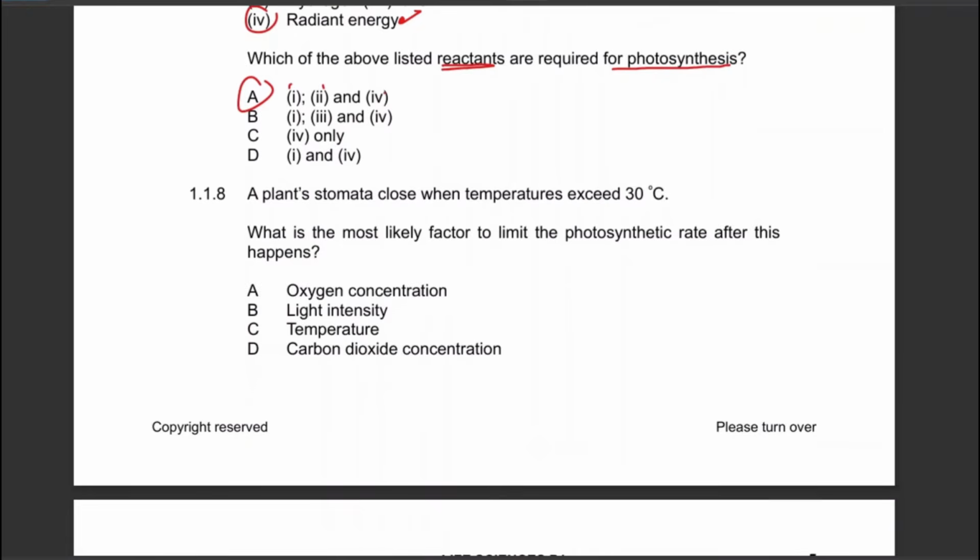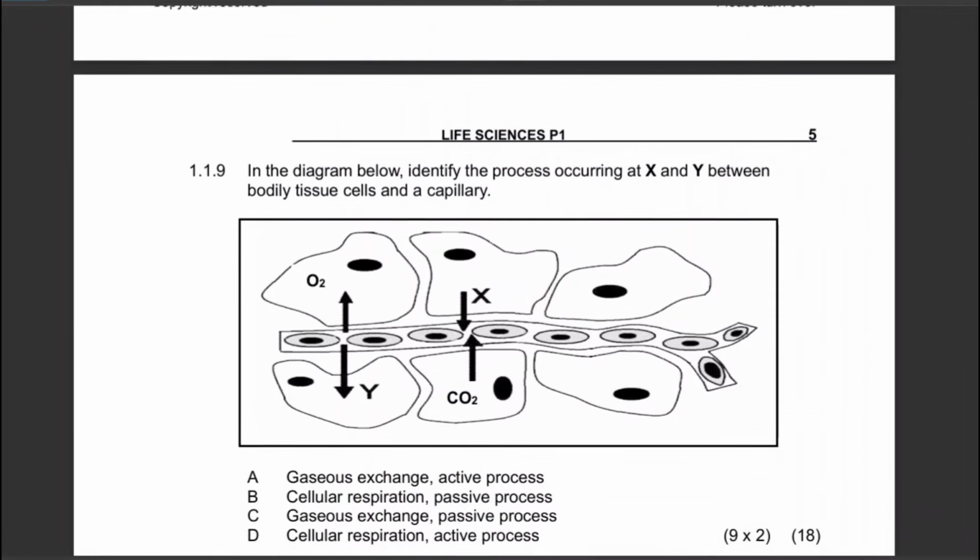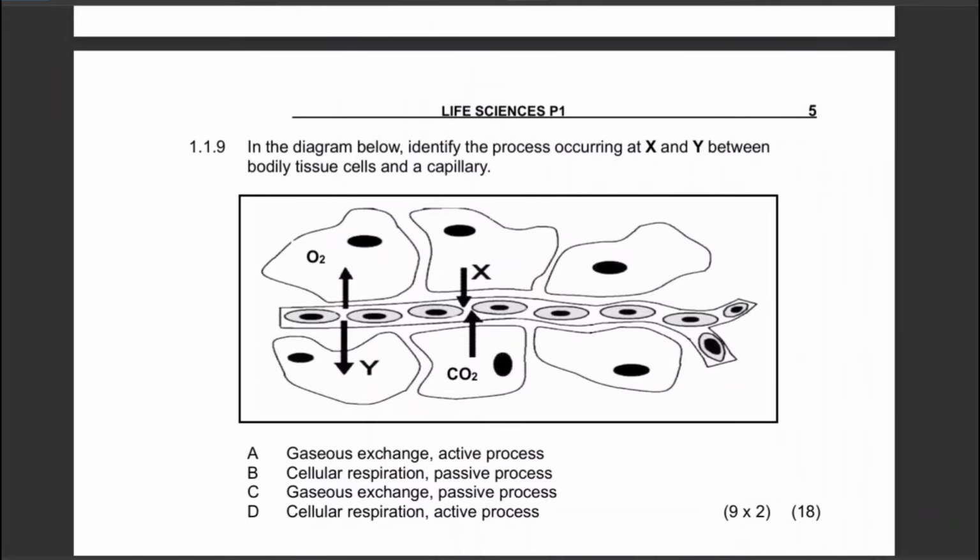Okay. 118. A plant's stomata close when temperatures exceed 30 degrees Celsius. What is the most likely factor to limit the photosynthetic rate after this happens? Definitely carbon dioxide concentration. That's a limiting factor.